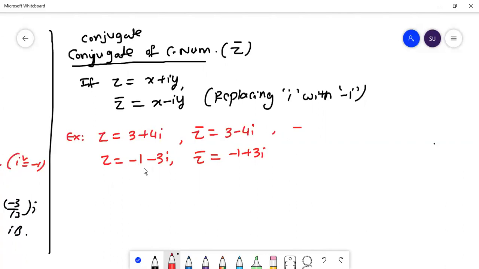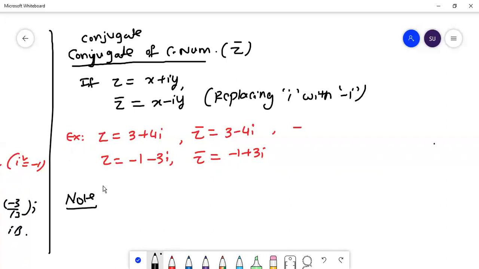Next, we will solve some problems based on these concepts. And before that, I would like to tell you one important note point, which is very, very important. Generally we used to write Z as a complex number, correct?